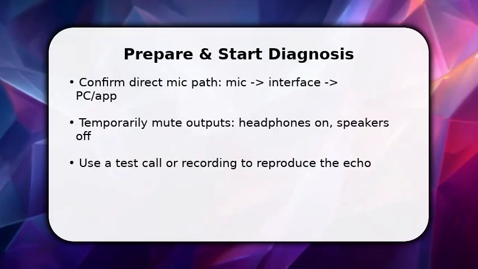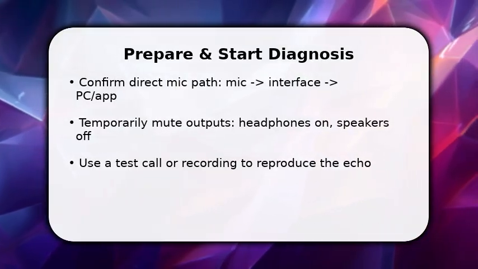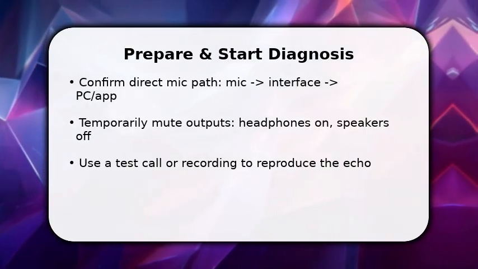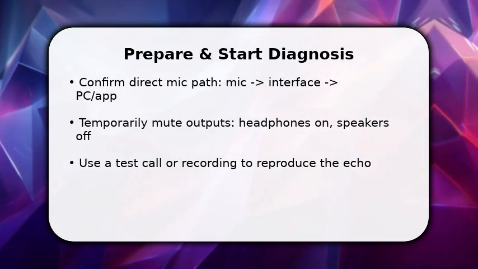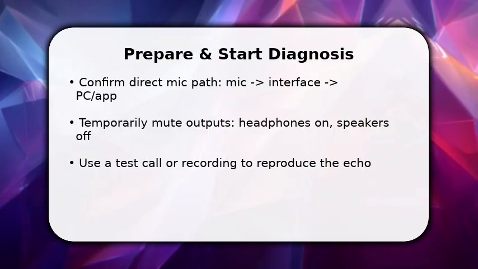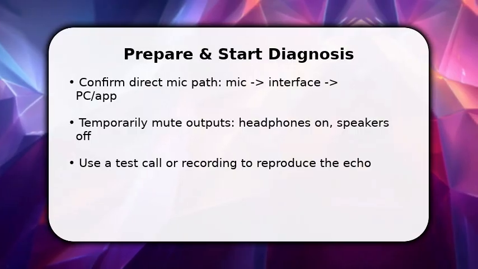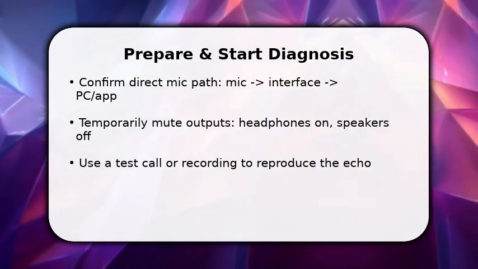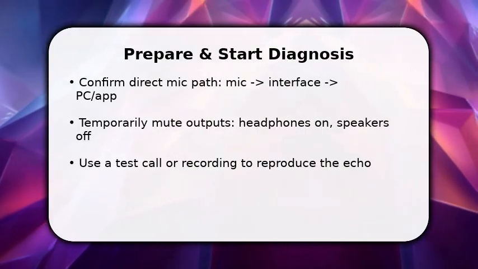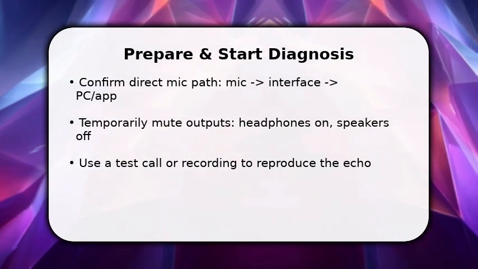You begin by isolating the signal path so you know where the echo originates. First, switch to headphones and disable speakers. This prevents feedback loops. Next, open your recording or conferencing app and make a short test call while observing input/output meters. Once done, check whether the echo appears in the recording or only in live playback. This tells you if the echo is acoustic, software, or routing related. Make sure to note the scenario so you can target the right fix next.